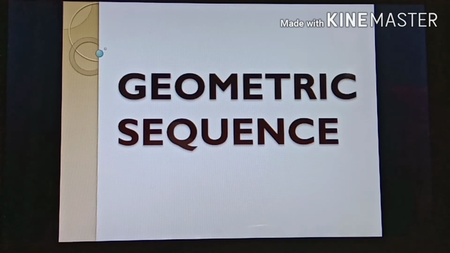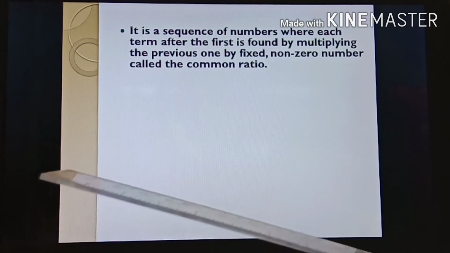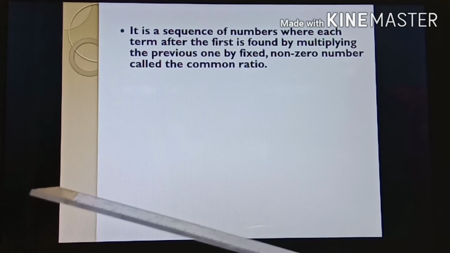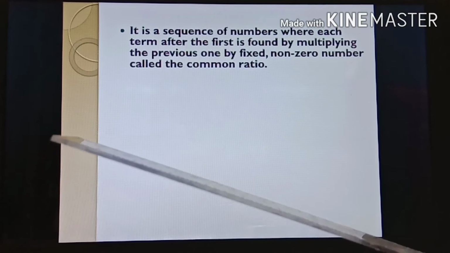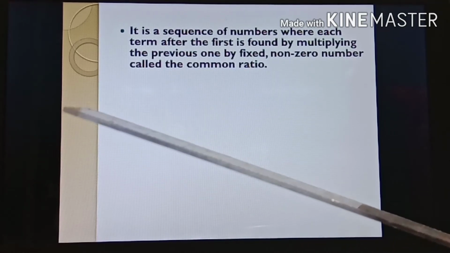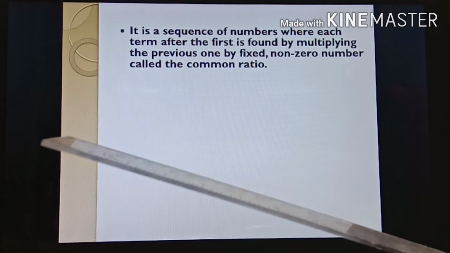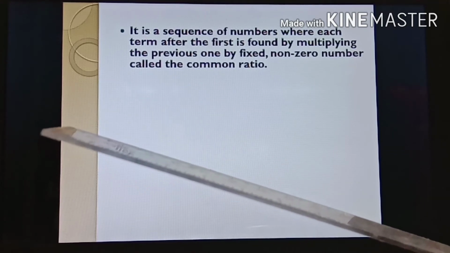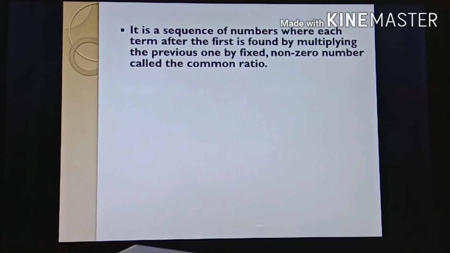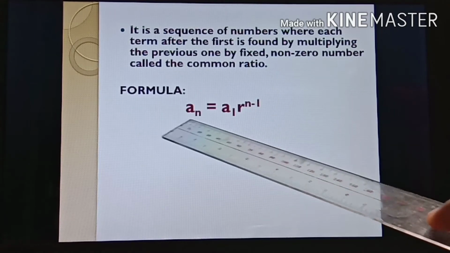Okay, my topic for this vlog is all about geometric sequence. So what is geometric sequence? Geometric sequence is a sequence of numbers where each term after the first is found by multiplying the previous one by a fixed non-zero number called the common ratio. You can get the common ratio by dividing the second term by the first term. Then, after finding the common ratio, you can get the next number by multiplying the common ratio and the last term. So the formula, this one, you need to memorize this.